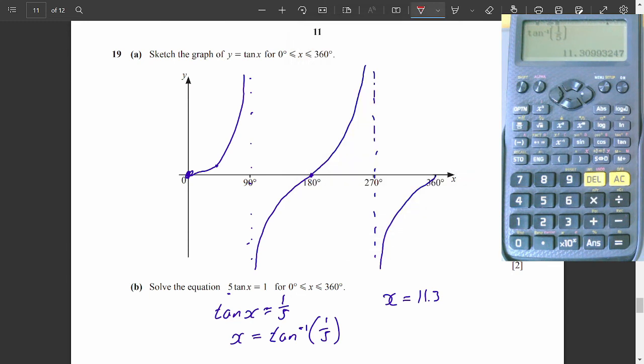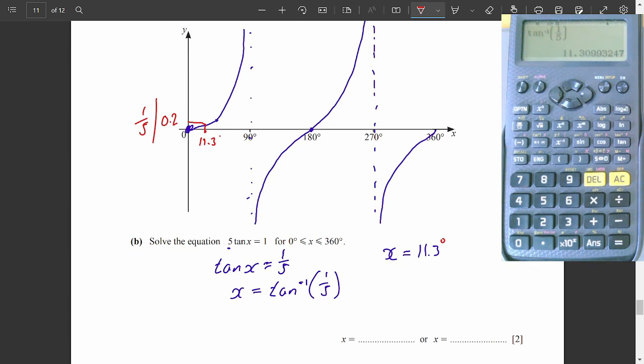Let's have a look. Remember, the x is an angle, so that's degrees. So if we go here, 11.3 would be somewhere over here, rough estimate. So we go up, we meet the graph, we go across, that will be 1/5 or 0.2. There is another answer. As you can see, we need to give two values there. So if we go across, following 0.2, we will cross the graph again over here. Okay, so there's the second answer.